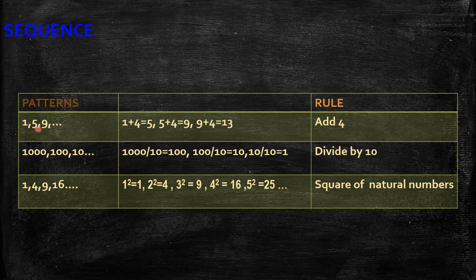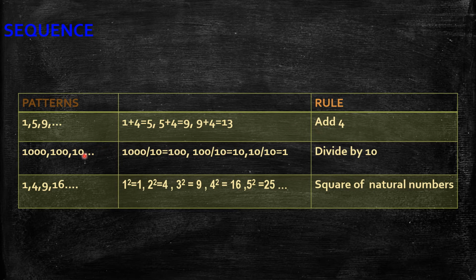1, 5, 9, and so on. So 1 plus 4 is 5. 5 plus 4 is 9. So 9 plus 4 will be 13. So the next term will be 13. What is the rule followed? Adding 4 to the preceding number to get the next number, isn't it?